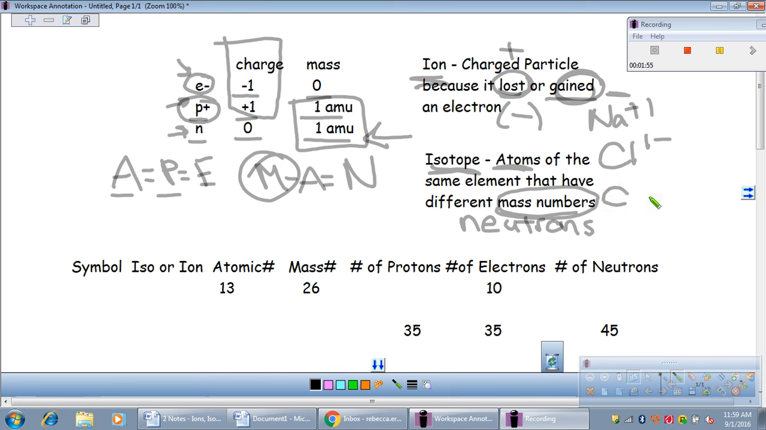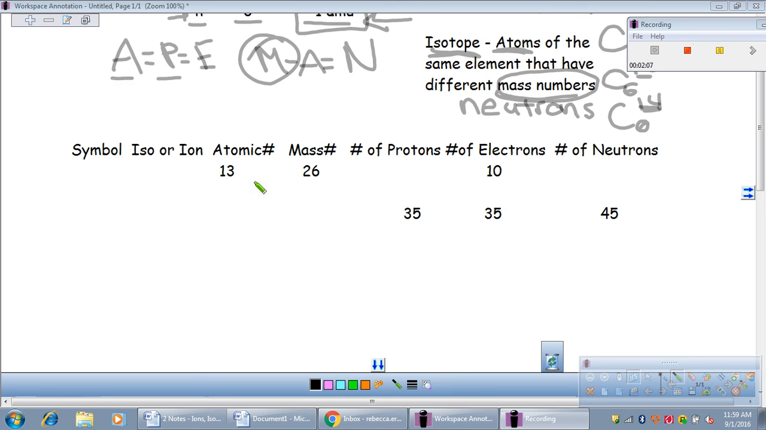Carbon. We have different isotopes of carbon. Carbon-12, carbon-14. Their mass numbers are what is different. Carbon still has 6 protons for each isotope. So if you have a chart here, you can figure out the rest of this information from what's given to you.